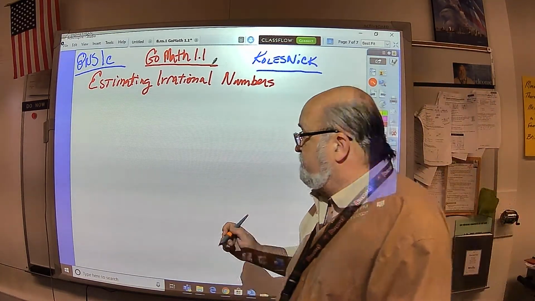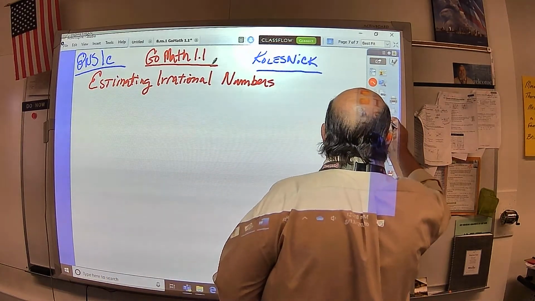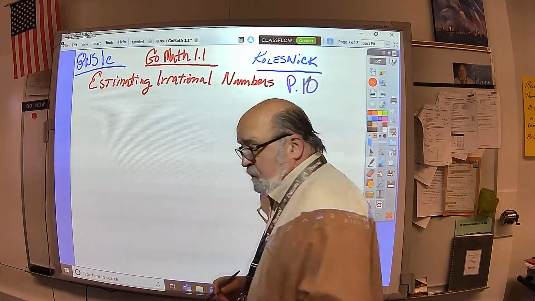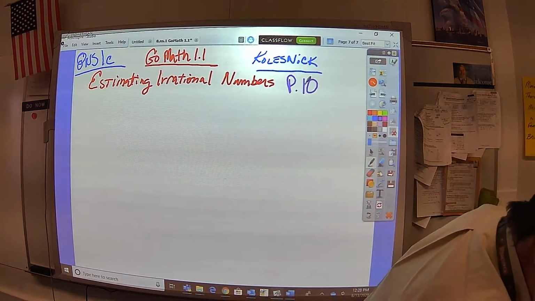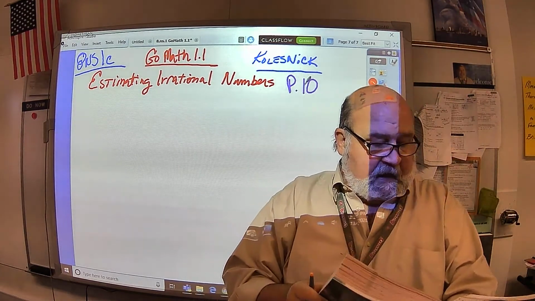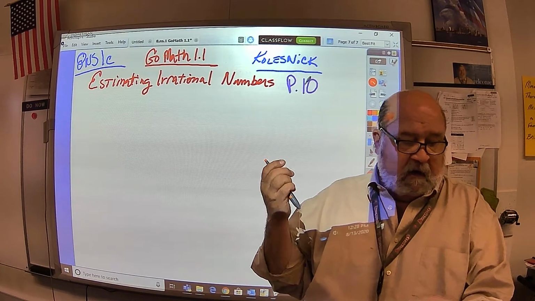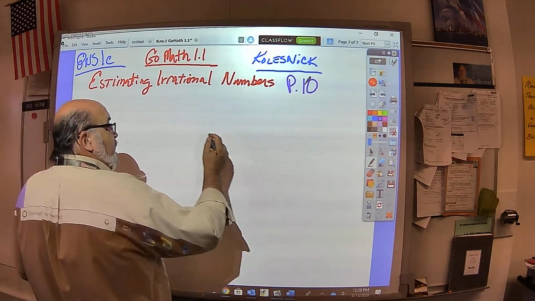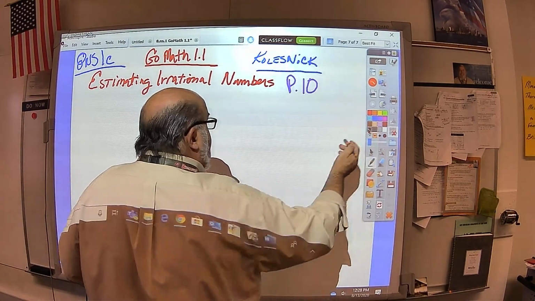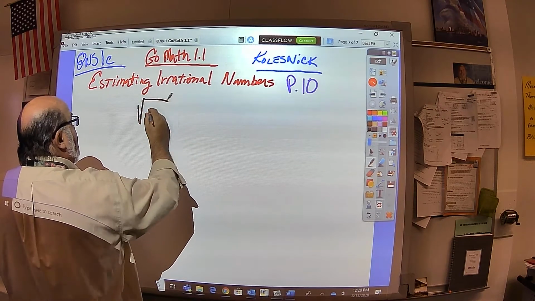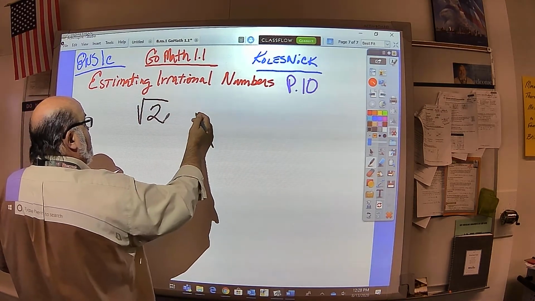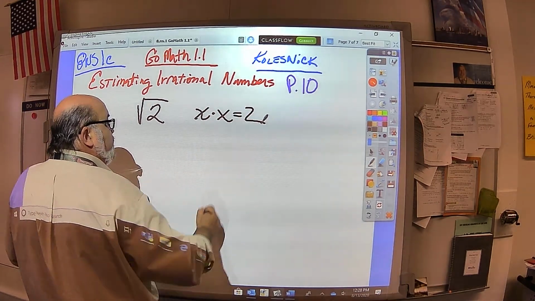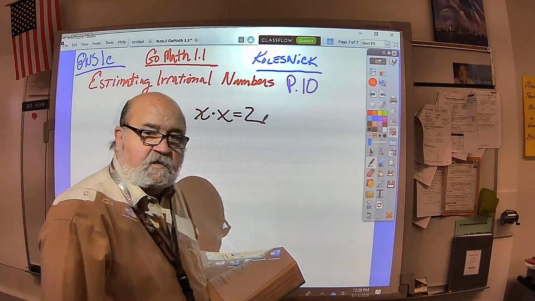But on page 10, all right, it begins by talking about estimate the value of the square root of 2. Now, let me say something to you about this, because I think it's important for you to understand that we're talking about the square root of 2. So we're looking for x times x equals 2. That multiplier right there is going to cause you some trouble here.